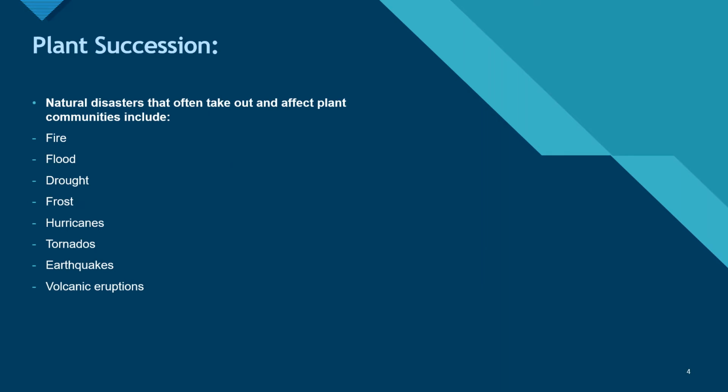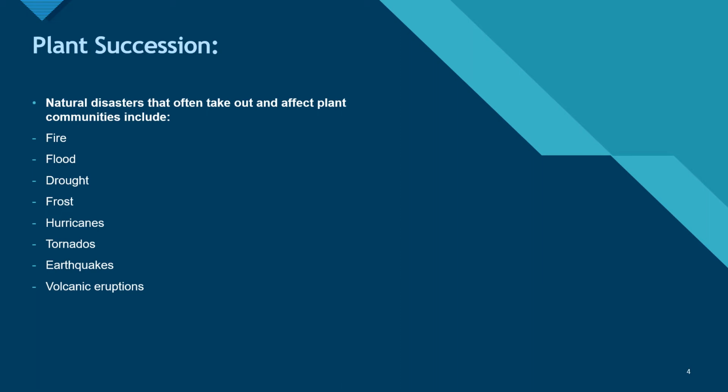So now we're going to talk about plant succession and where plants come from after they've been destroyed or taken out by things like natural disasters. This is something we talk about in the intro to plants because it is interesting to understand the new habitats and new communities that plants can form really quickly after natural disasters occur.